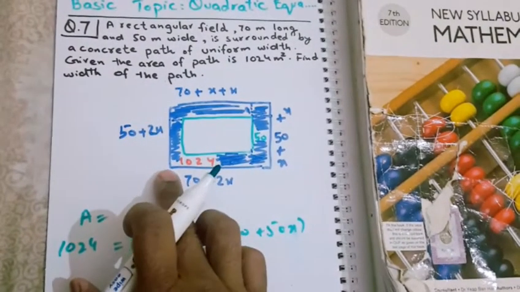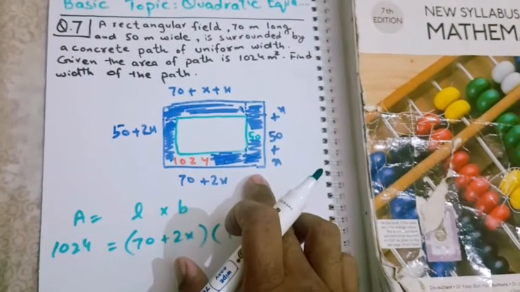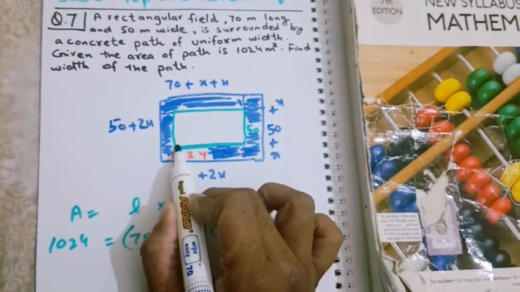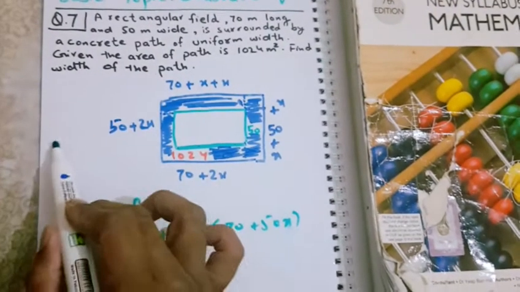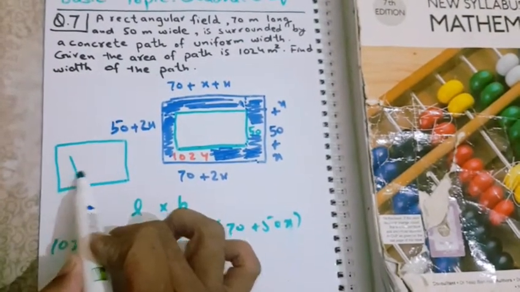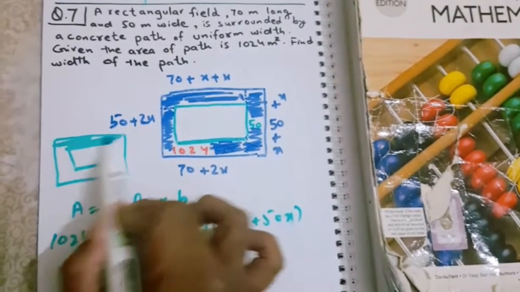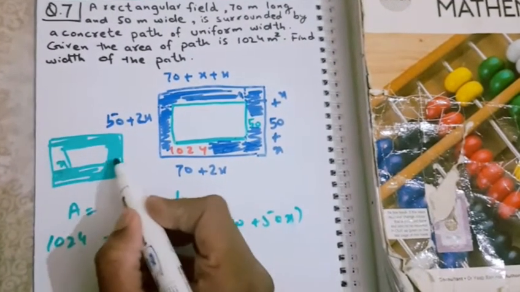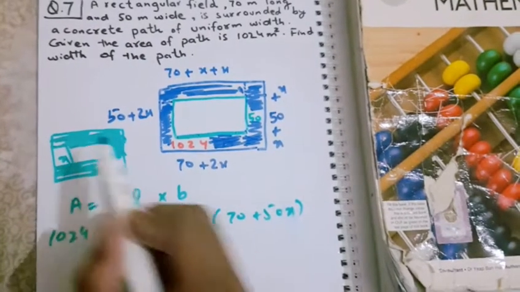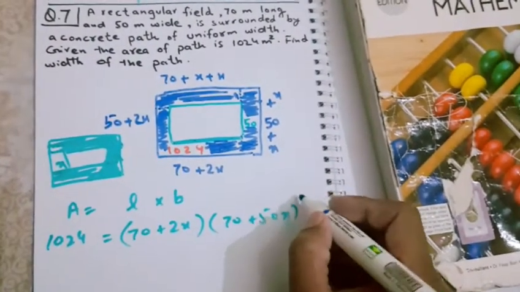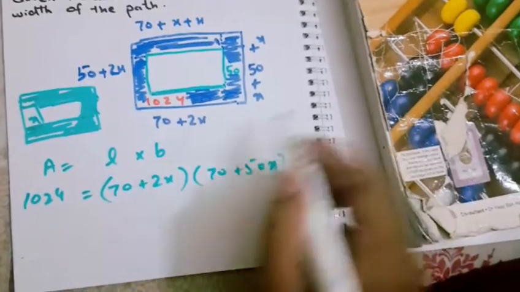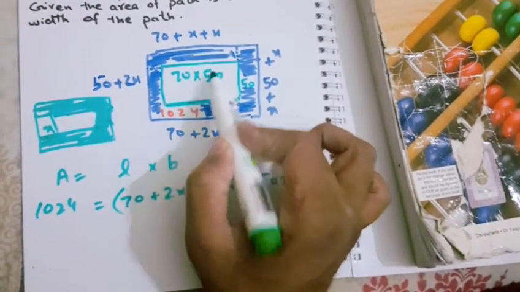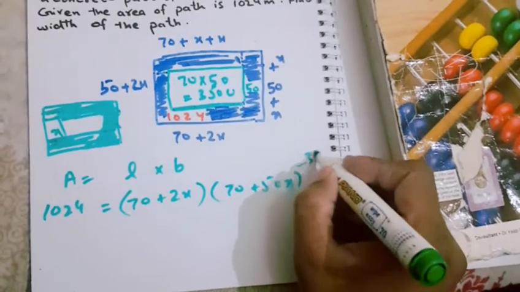that this 1024 is only the area of this shaded path, but the 70 belongs to the rectangular field. We are counting only this much area. This has only this x, and it doesn't involve the 70. So that means the area of the rectangular field should be subtracted from it. The area of the rectangular field is 70 times 50, which is 3500. So it should be subtracted from it.